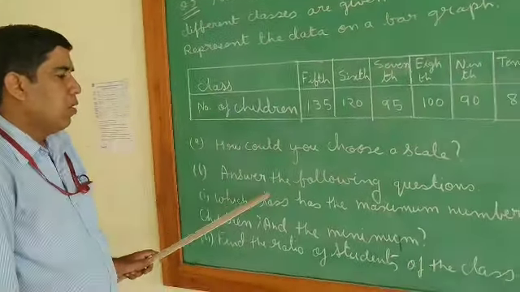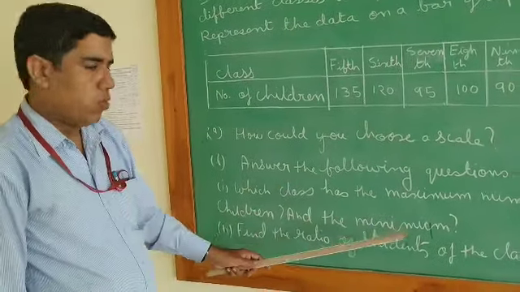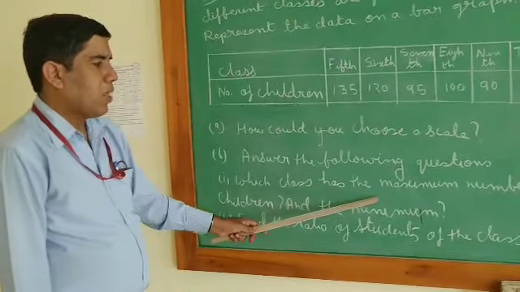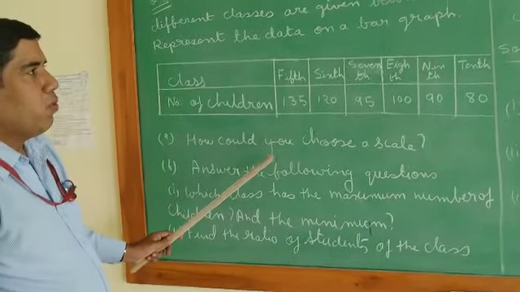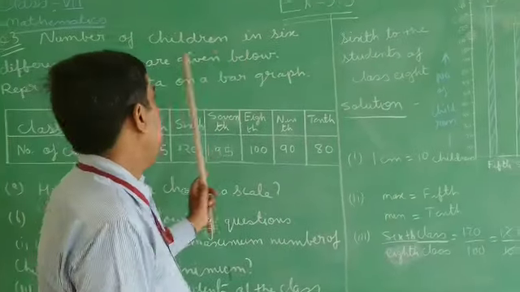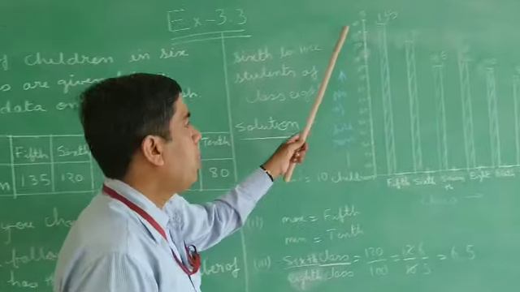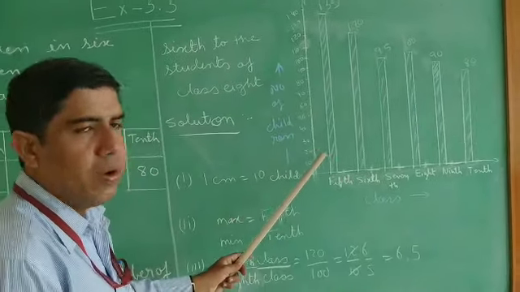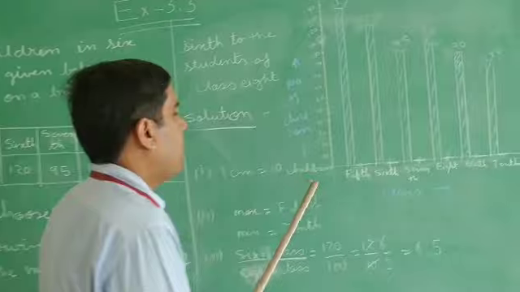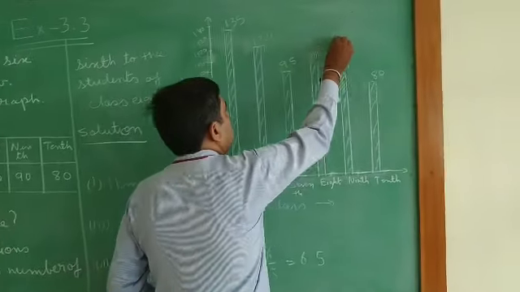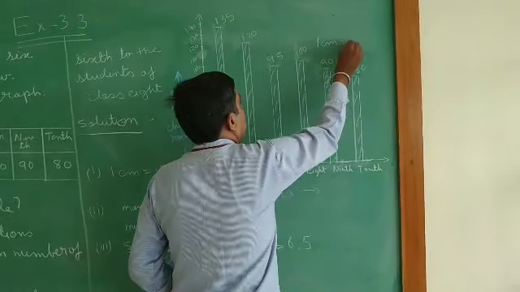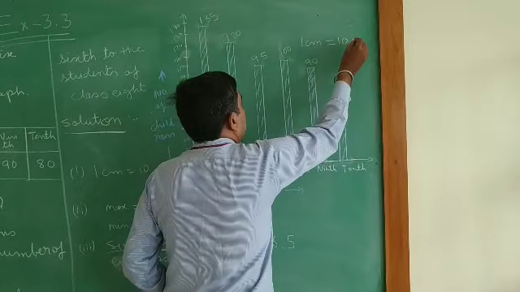Now you can see, answer the following questions. Which class has the maximum number of children? Before doing this, you can see what is given here: represent the data on the bar graph. So we have to represent it here on the bar graph. You can see I have done the bar graph. I have taken here 1 centimeter equal to 10 children.